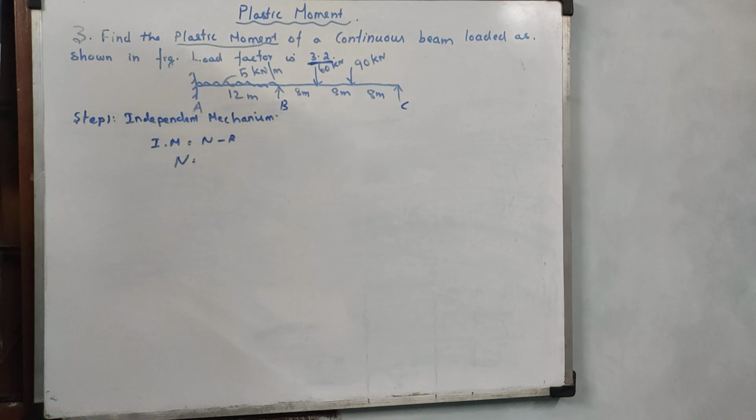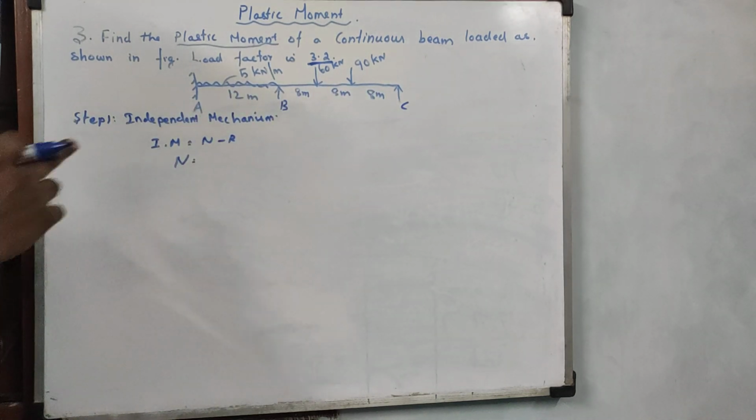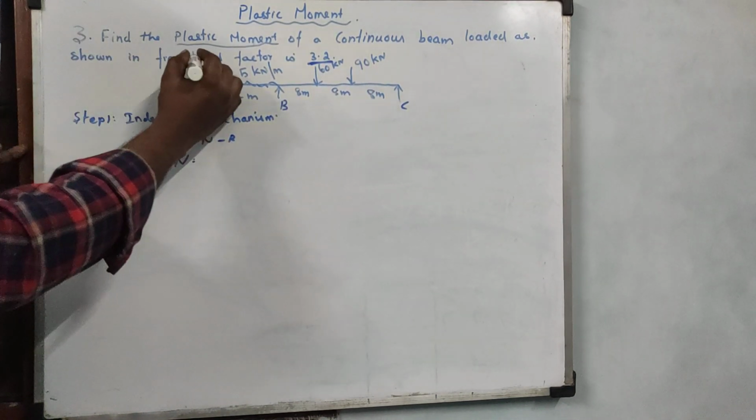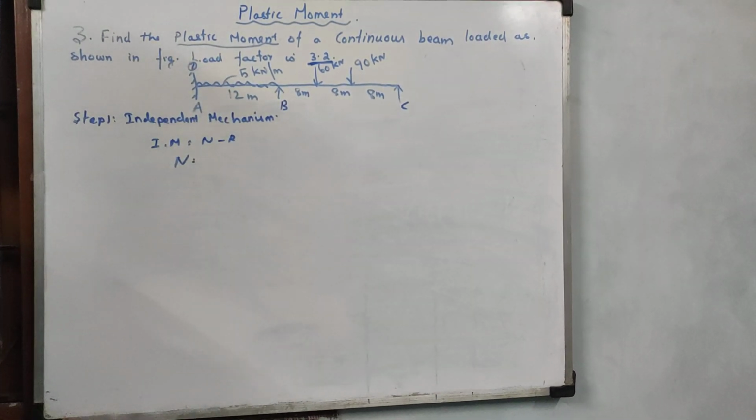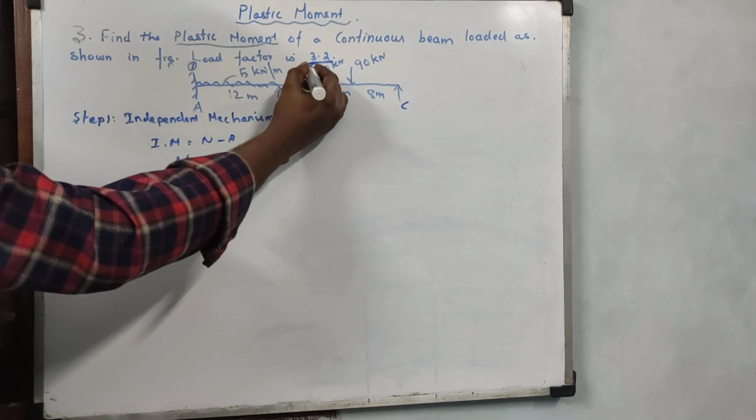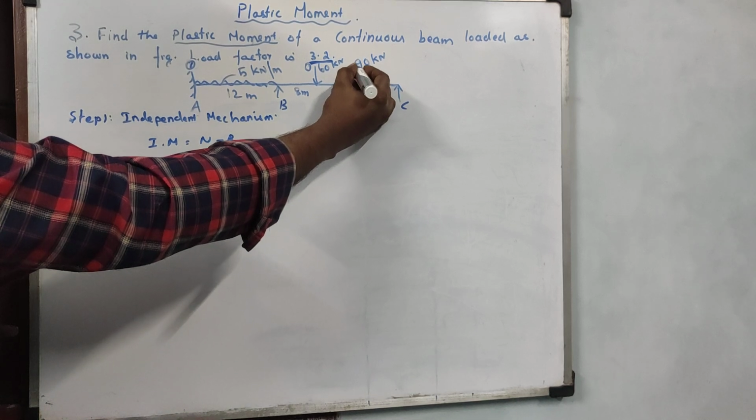There is a possible hinge when the end support is fixed. First condition: if the end support is fixed, there is a plastic hinge. Here we have A and C as end supports, but A is a fixed support. So at the fixed support, there is a plastic hinge. And second condition, under the point load, there is a plastic hinge. Here we have two point loads. Therefore, there is a plastic hinge at each of these points.